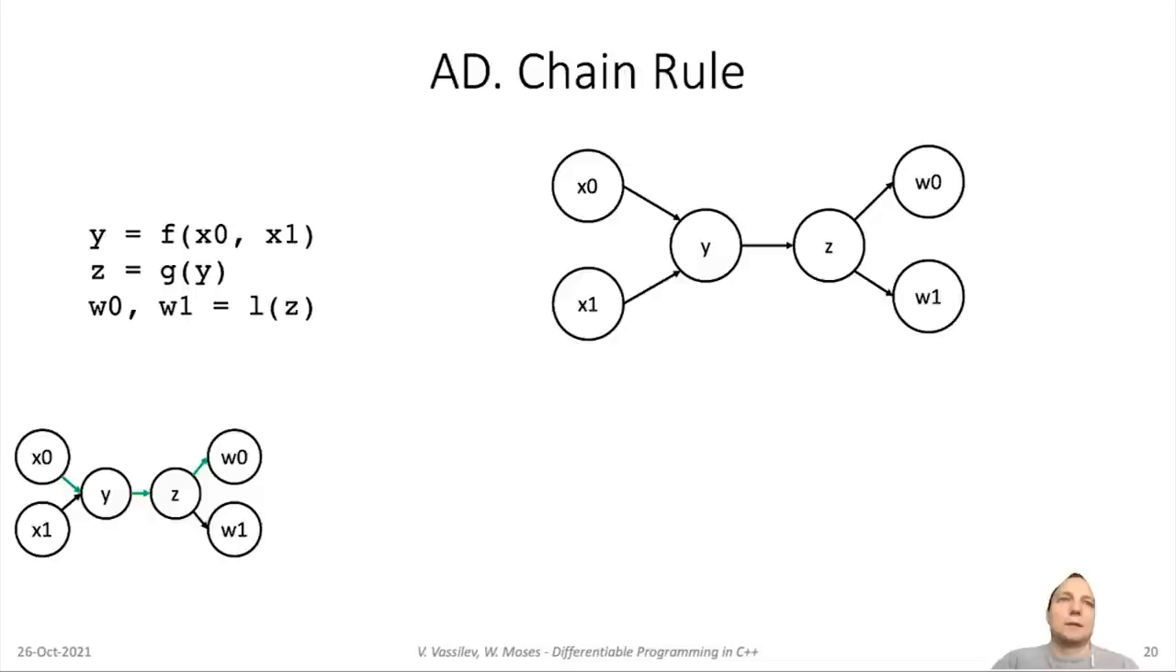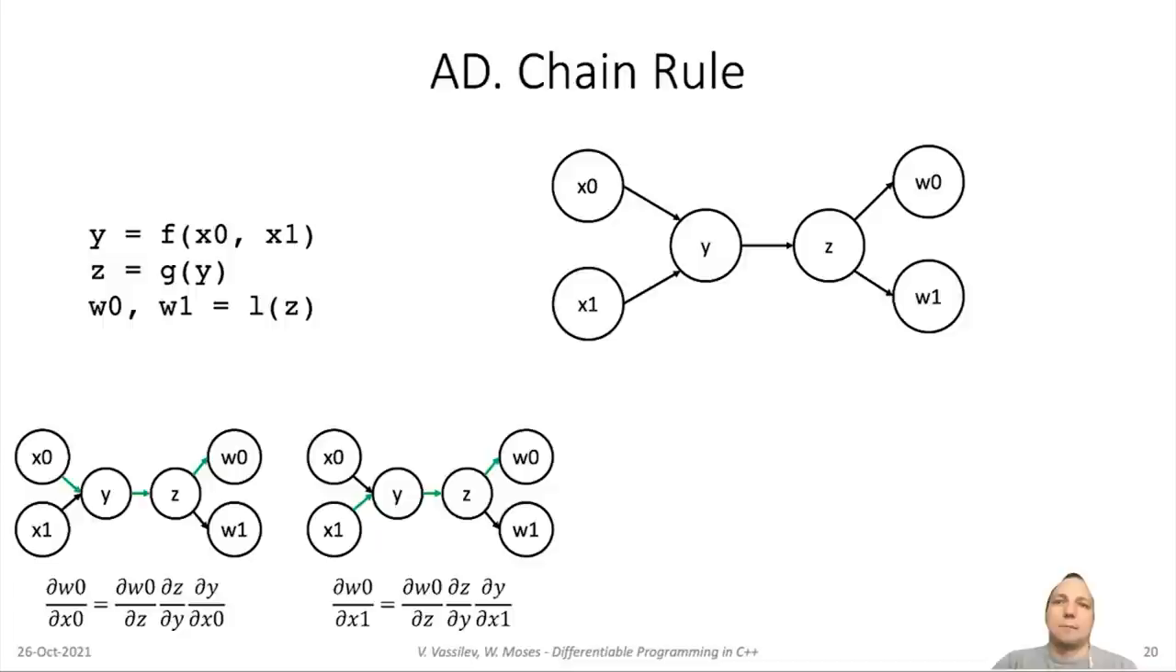It tells us that the rate of change of w0 depends on the rate of change of z and y. Notationally, we can express it by that formula. This expression captures the transition between the variables: the rate of change of w0 with respect to z, multiplied by the rate of change of z with respect to y, and multiplied by the rate of change of y with respect to x0. In the same manner, we can construct the path for w0 and x1, and similarly for the output w1.